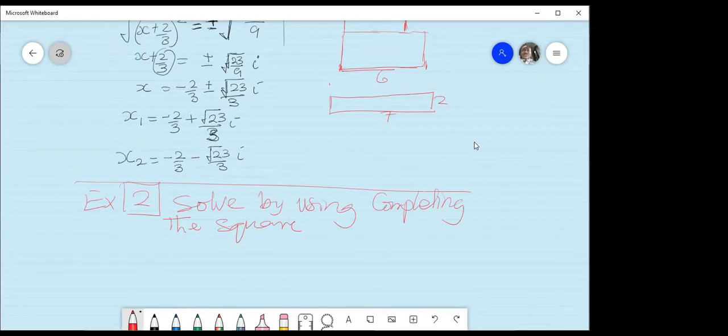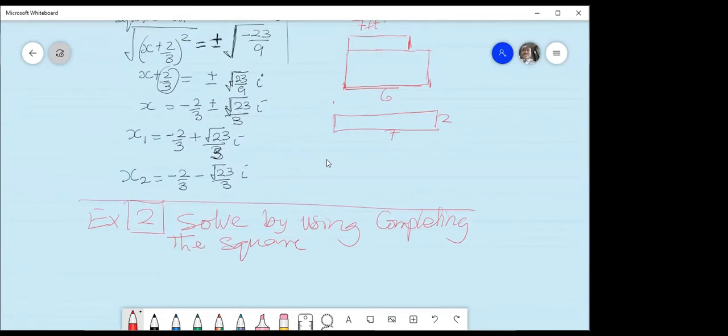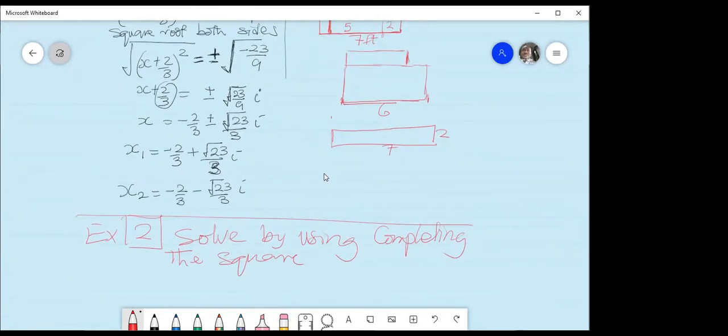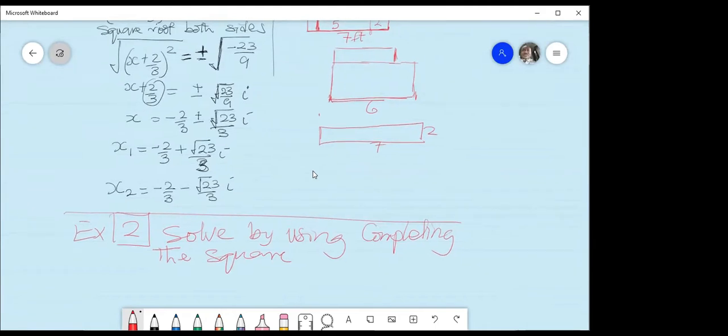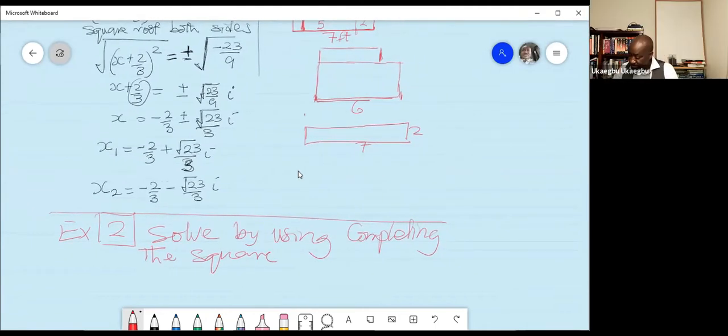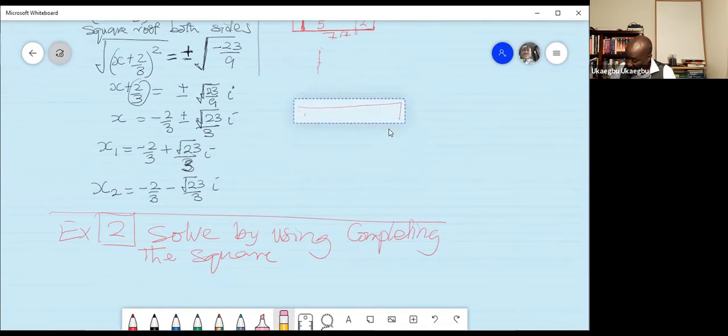Wait, Mr. Cable, before you move on, it says plus or minus the square root of 23 over 9i, and then it changed to plus or minus the square root of 23 over 3i. What happened there? Okay, very good. Let me explain that. Just give me 1 second.